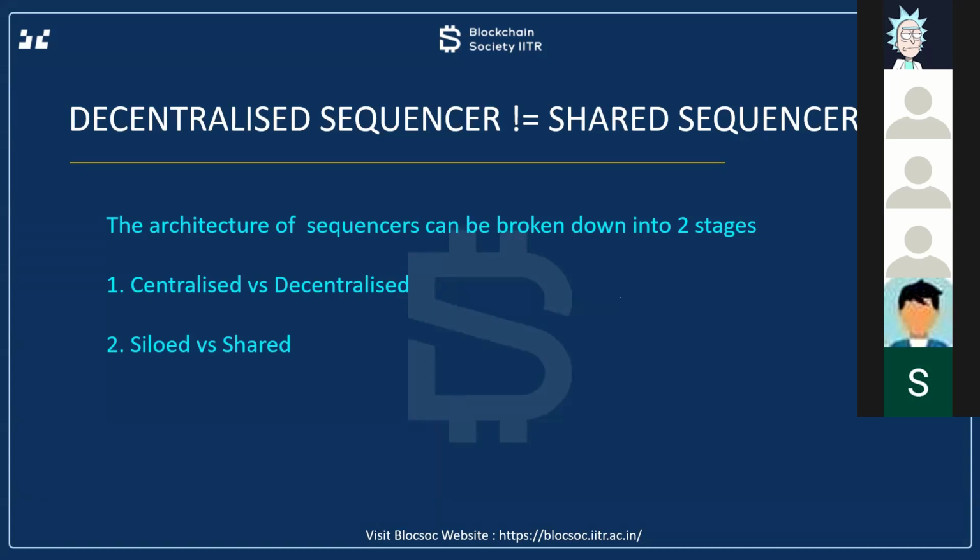So this is how a decentralized sequencer operates. The other breakdown, or the other stages, is whether it is siloed or whether the sequencer is shared. Siloed means that the sequencer that is running is only for a specific rollup or specific L2, or for a specific pair of rollups only.